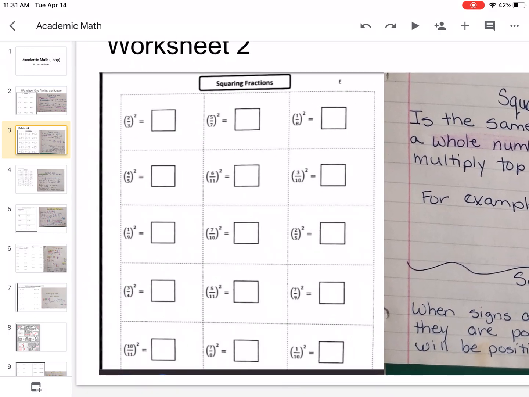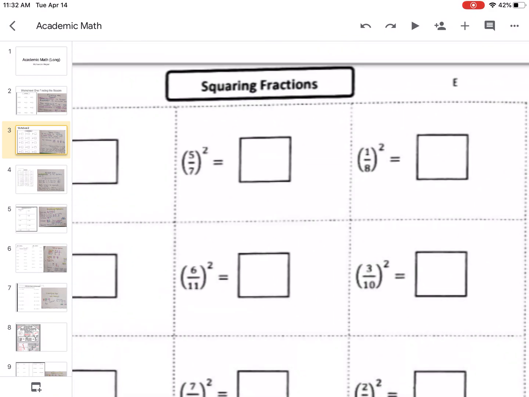So let's look at another one. Let's look at the second one going across. So how would we do this? I would multiply the top, 5 times 5, and put 25. Then I would put a line underneath it, and I would do 7 times 7 is 49. So I should have 25 over 49.